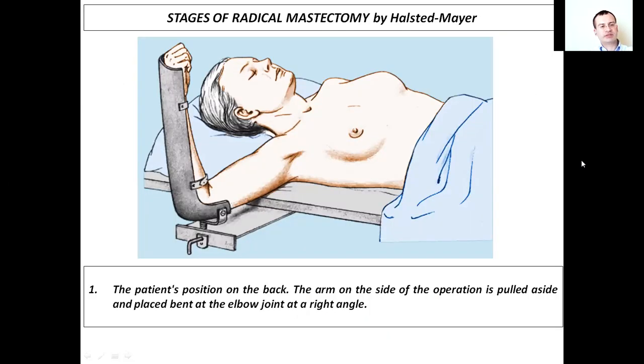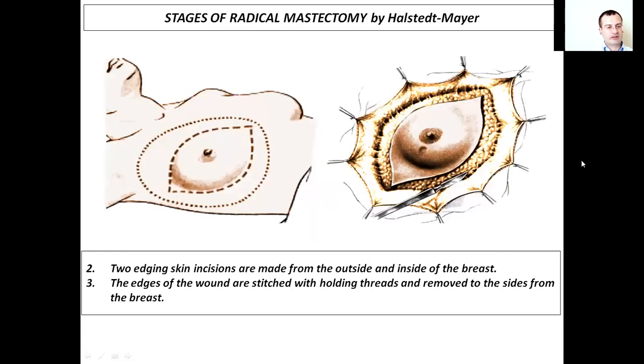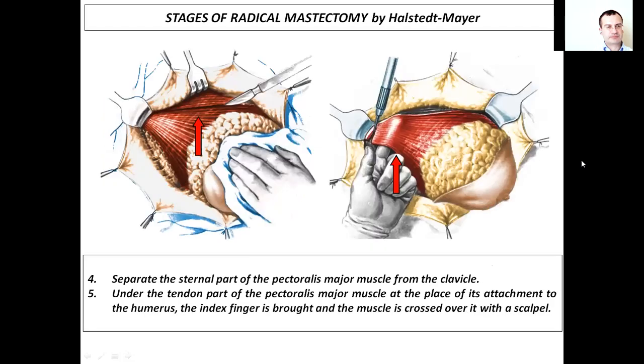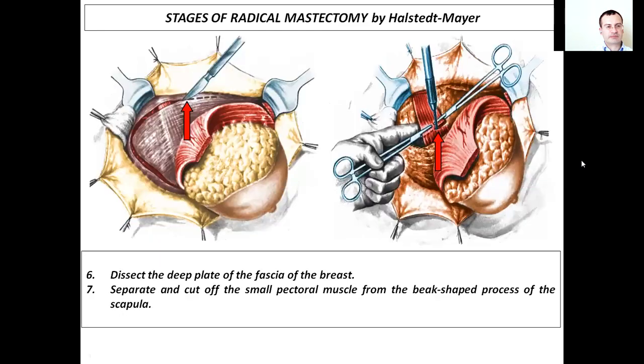The stages of radical mastectomy. The patient is positioned on the back, the arm on the side of the operation is pulled aside and placed bent at the elbow joint at a right angle. The edging skin incisions are made from the outside and inside of the breast. The edges of the wound are stitched with holding threads and removed to the side from the breast. Separate the sternal part of the pectoralis major muscle from the clavicle. Under the tendon part of the pectoralis major muscle at the place of its attachment to the humerus, the index finger is brought and the muscle is crossed over it with a scalpel.